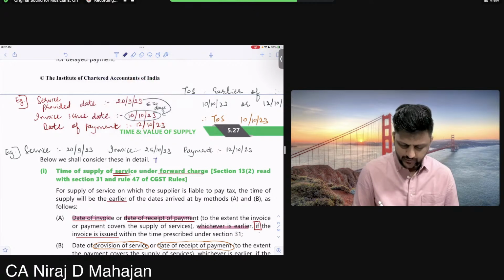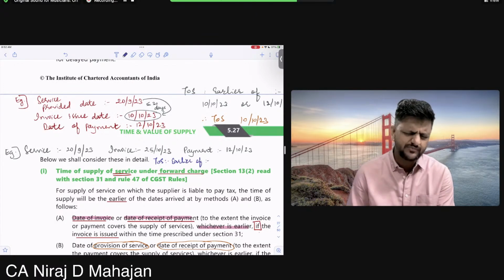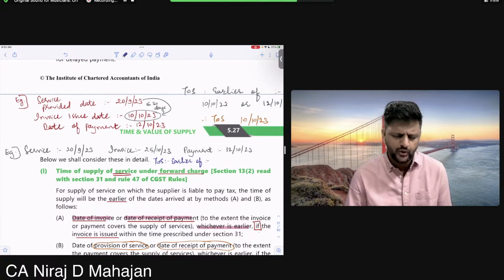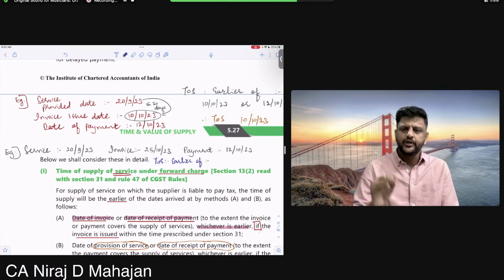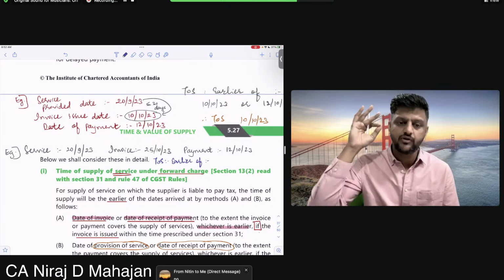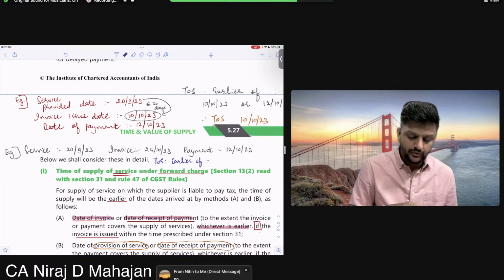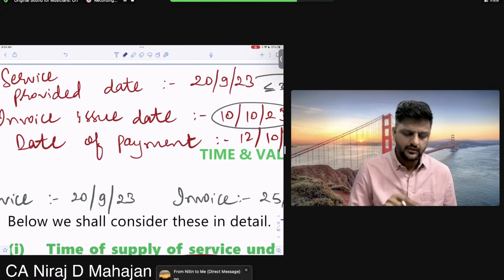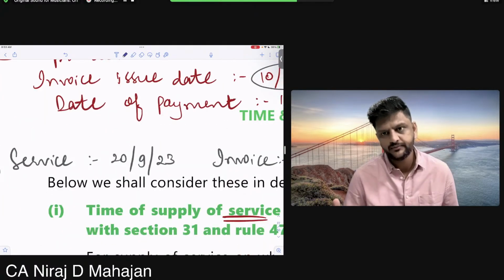What will be the time of supply? Earlier of. Now tell me, is the invoice issued within due date? So please understand, for forward charge mechanism, the first thing you have to ask yourself is whether the invoice was issued within due date. The answer depends on that. This is the first question you should ask for time of supply for service. Clear till here? If yes, then invoice or payment. If the invoice is not issued within due date, then service provided or payment, whichever is earlier. Okay?